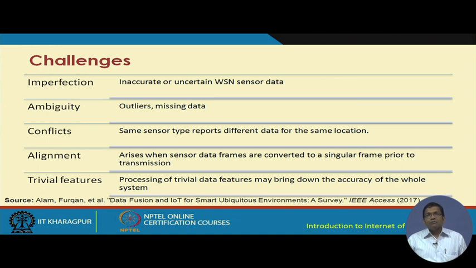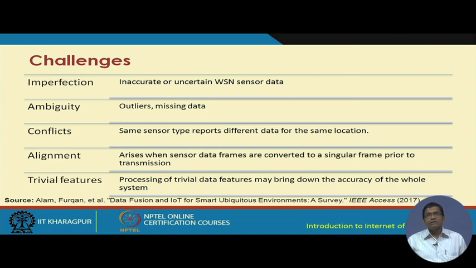Ambiguity is another. We are talking about an environment where the data collected have a lot of outliers. Outlier means that there would be some data points which will be far away from the similar data points in the cluster, and there could be some missing data as well. So, ambiguity in the data can also creep in. Similarly, there can be conflicts in data that are collected from different sensors about the same thing. They might be conflicting, they might be contradicting.